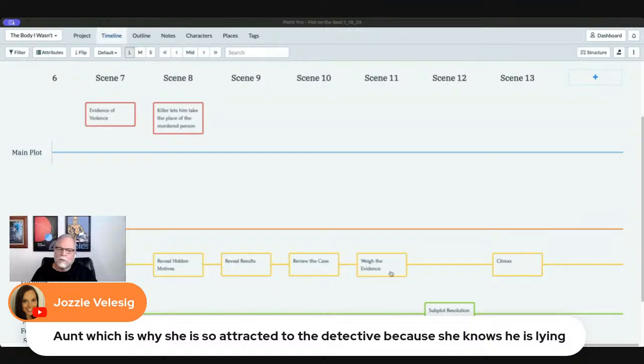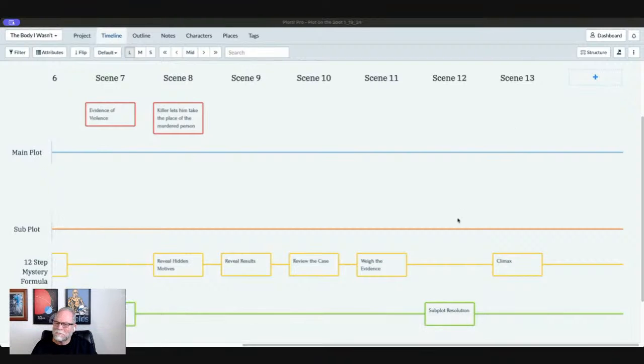Oh yeah, the aunt, which is why she's so attracted to the detective. She knows because she knows he's lying. That is a great one. That is pretty awesome. So there would be a confrontation between the aunt and the detective and the brother, right? That could be pretty interesting. So what would that look like? What could some of the things be that create that conflict and create that final element we're going to see in the climax? Because once we know that, then we can start to leave clues, and we can start to talk about stuff like that.